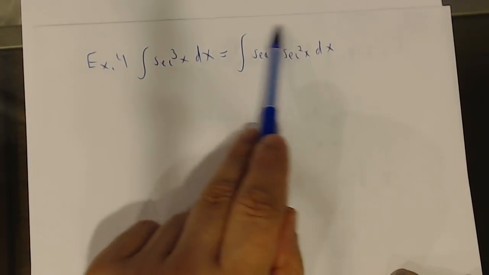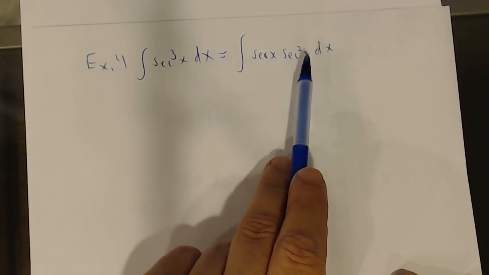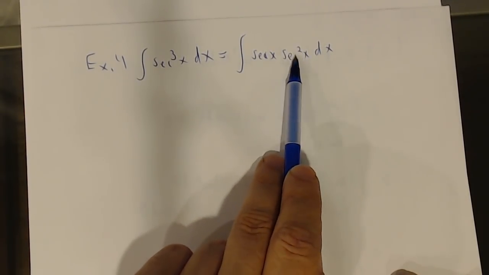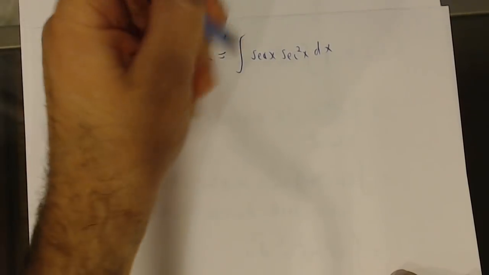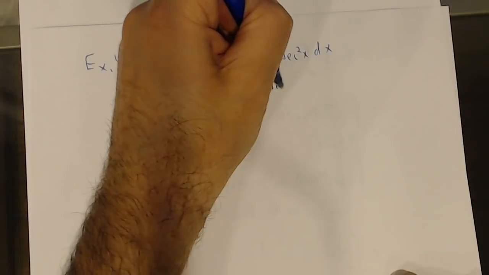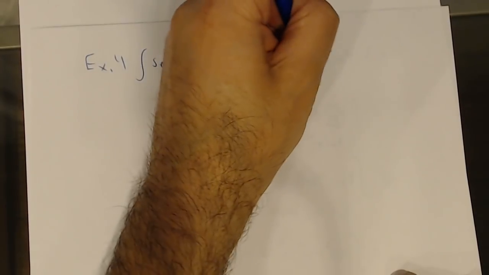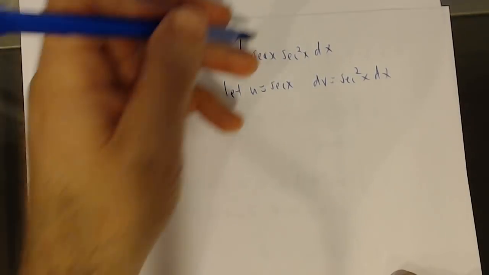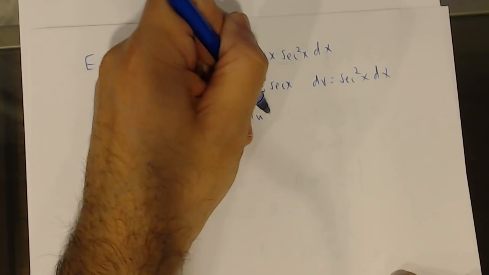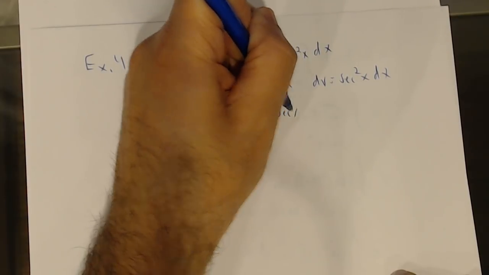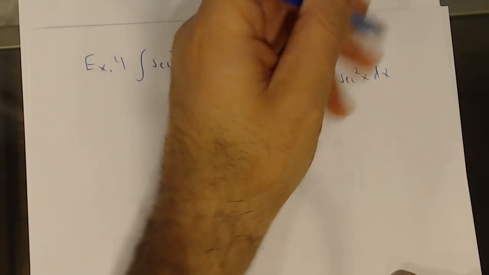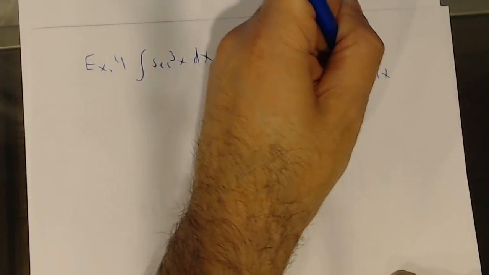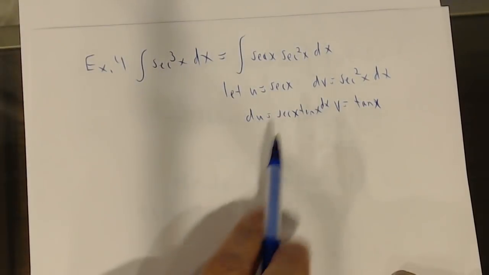So when we look at this, I know that the antiderivative of secant squared is tangent. So clearly I want to let u equal secant of x, and then dv equal secant squared x dx. And what does that mean? du will be secant x tangent x, and v will be tangent x, and this should have a dx, right?